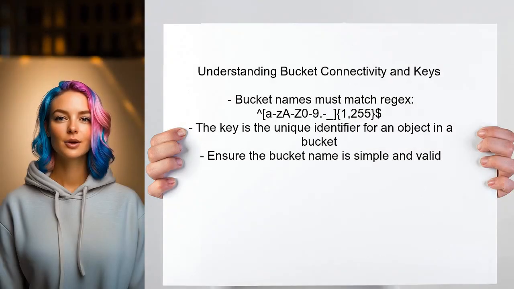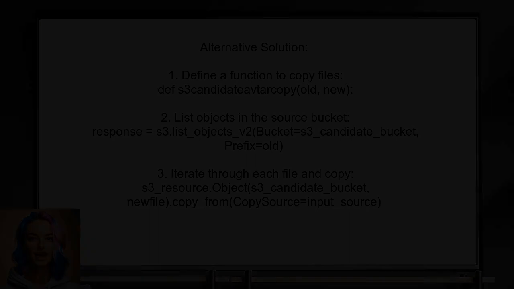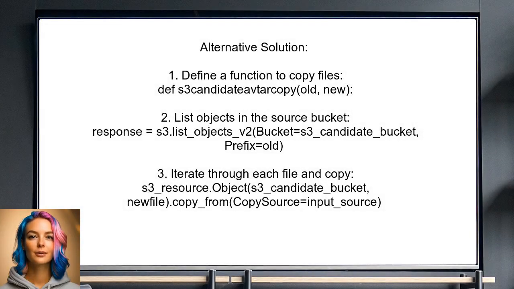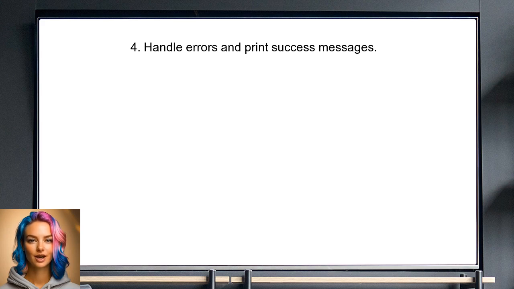Lastly, the user should be aware of the bucket naming conventions and the concept of keys in S3. The key refers to the unique identifier for an object within a bucket, which can include folder paths. If the user encounters an error regarding the bucket name, they should ensure it adheres to the naming rules. An alternative approach provided by another user involves using a Python function to copy files from one S3 folder to another. This method lists objects in the source folder and copies each file to the new location, handling errors along the way.